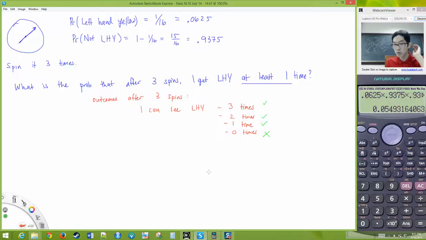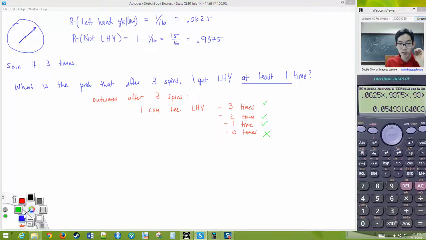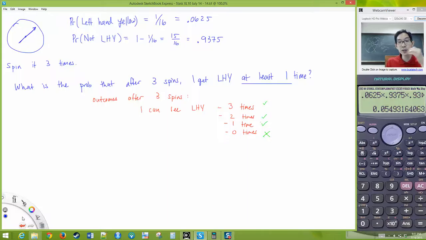So, there are a few ways I can approach this. I can try to calculate the probability of getting left-hand yellow one time, and then figuring out the probability of getting left-hand yellow two times, and getting the probability of getting left-hand yellow three times, okay? But it's gonna be a lot of work to do that.